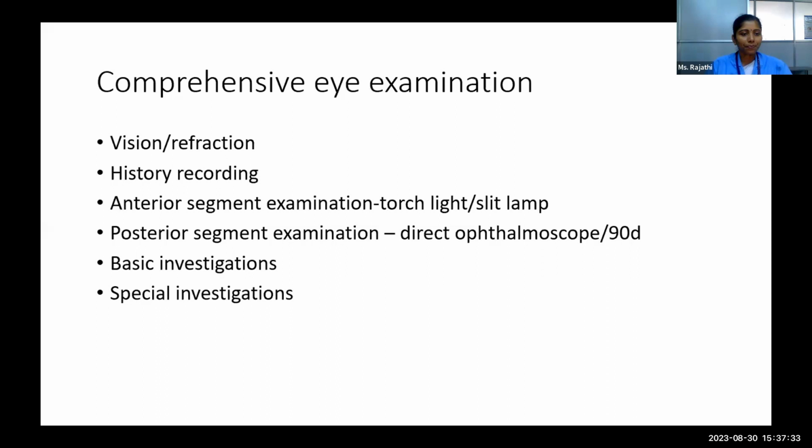Comprehensive eye examinations are also done at the Vision Center. The following tests are done in the Vision Center. They are vision and refraction, history taking, anterior segment examination by torchlight and slit lamp also, posterior segment examination, basic investigation, and also we do special investigations at the Vision Center.